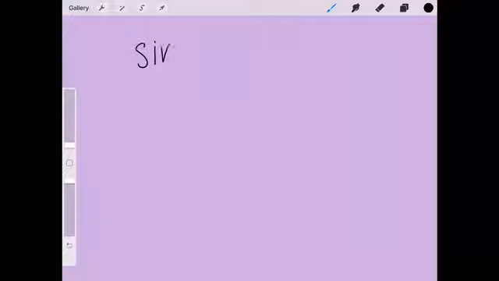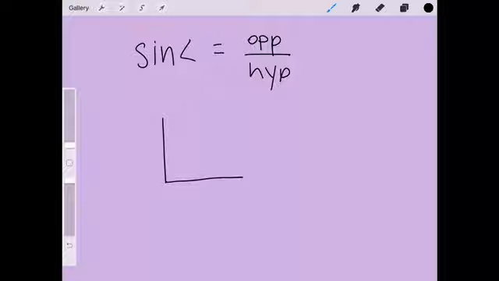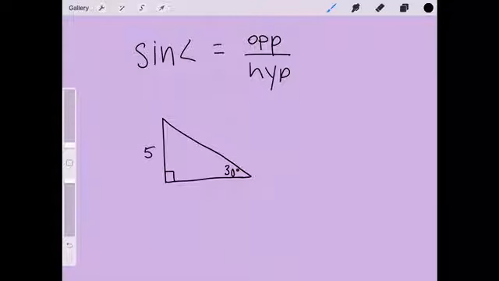So we said that the sine of an angle is equal to the opposite side over the hypotenuse. Let's prove that to you though. So if I give you a right triangle, and let's say it's a 30, 60, 90 right triangle. So that's 90, and I'm going to say that this is 30 degrees. I'm going to say this side is 5, making the longest side 10. So in this situation, we would use sine because we are given the opposite side and the hypotenuse.